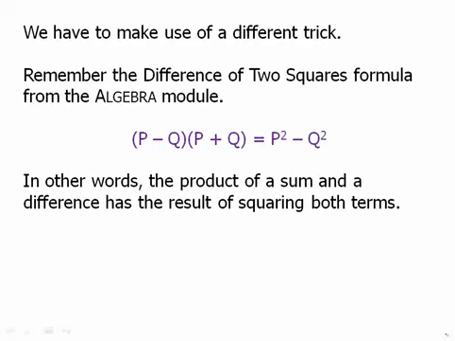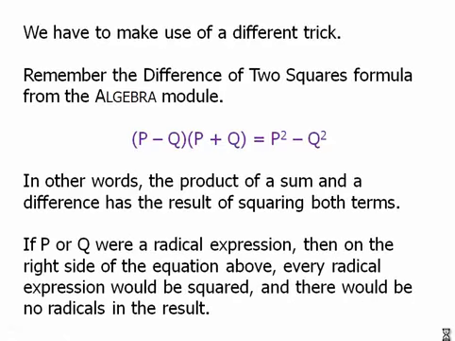So in other words, what we have here is the product of a sum and a difference has the result of squaring both terms. If P or Q, or even both of them, were radical expressions, then on the right side of the equation above, every radical expression would be squared, and there would be no radicals in the result. Very interesting.